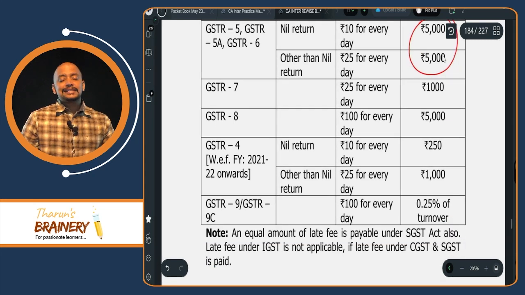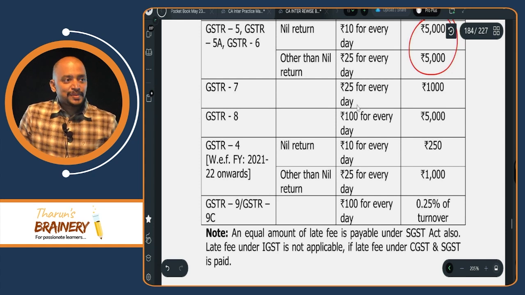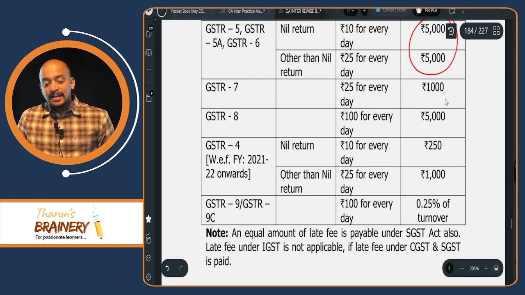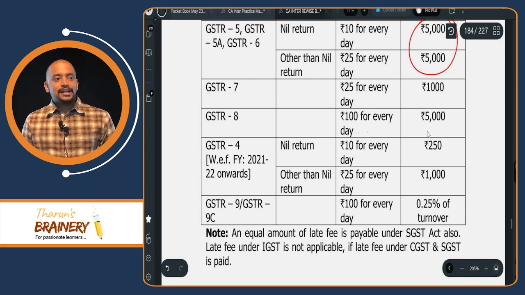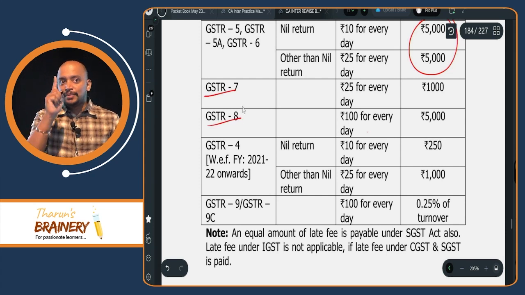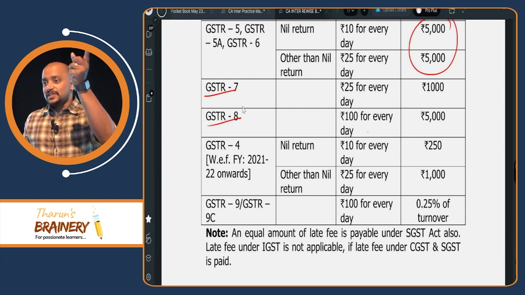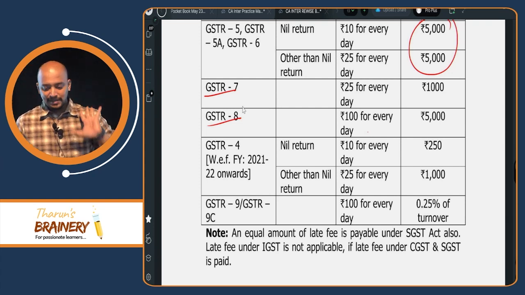Then GSTR 7 and GSTR 8, there is a difference. GSTR 7 has a lesser late fee: 25 rupees per day subject to maximum 1,000. But GSTR 8 is 100 rupees per day subject to maximum 5,000. You understood? Please remember this difference, because in the exam when they give GSTR 8, we end up writing the late fee of GSTR 7. Okay, don't make that mistake.